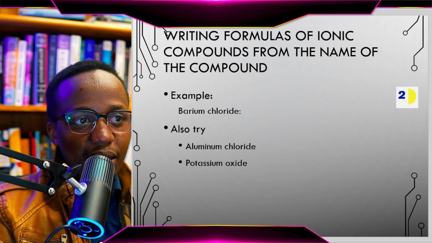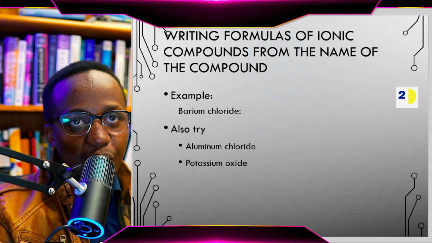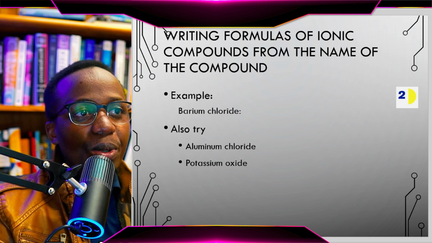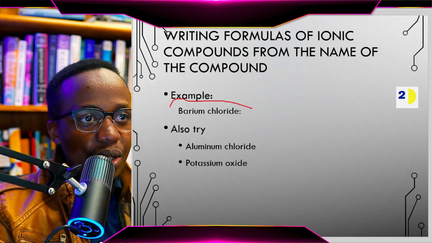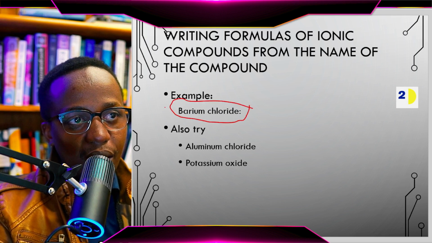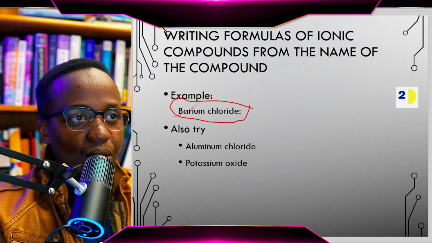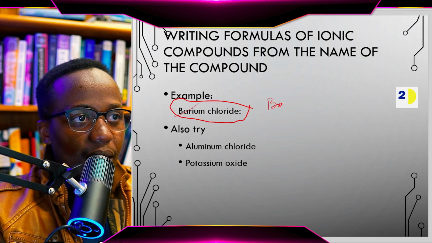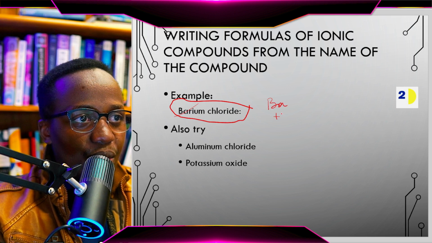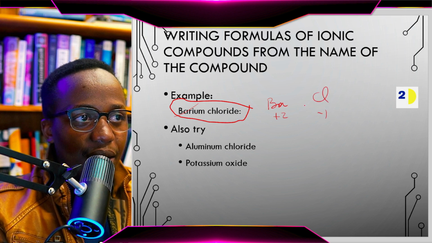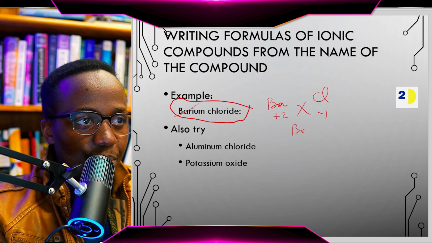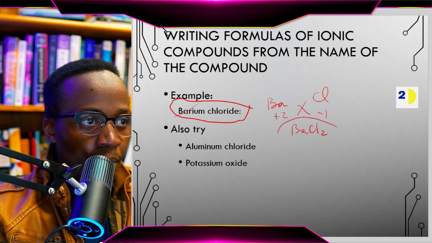And remember that another thing is, after you know the name of the compounds, if I give you a name, you should be able to give me the formula. So if I give you barium chloride, you know that it's barium, that's +2, I think that's what we found. Chloride is from chlorine, that's -1. So you know that this is BaCl2, right?